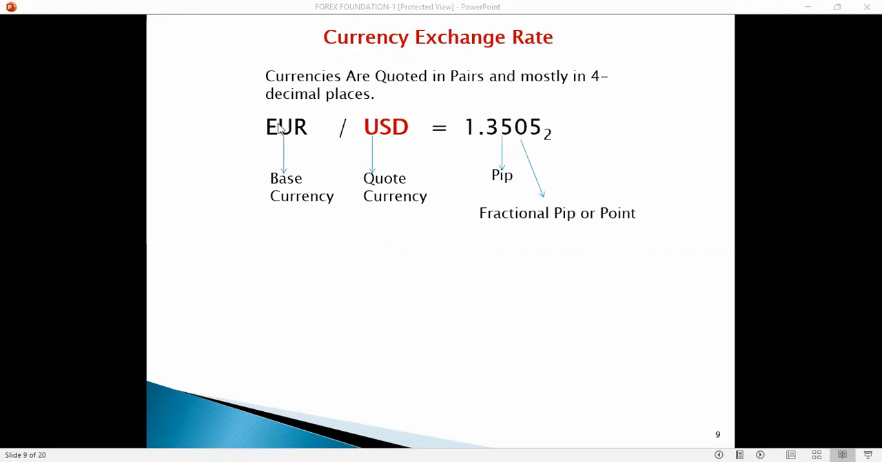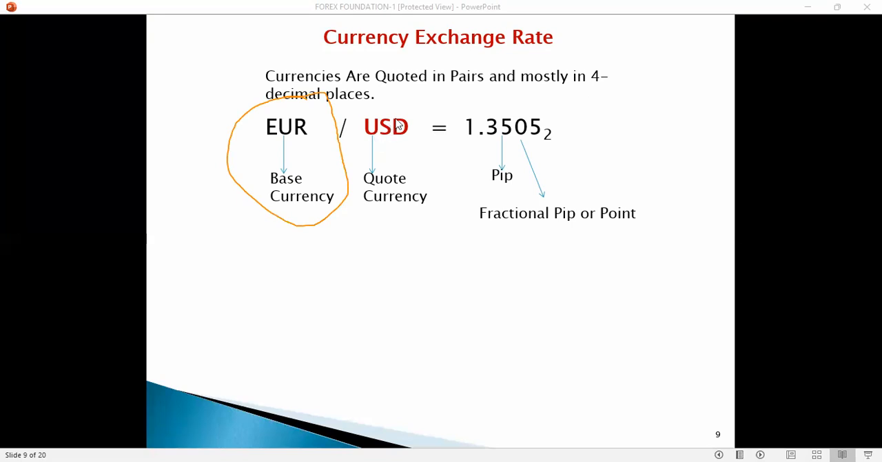Now, right now, look at this. We have euro and US dollars, which means euro versus US dollars. Now, the one right here, euro, is known as the base currency. What is the base currency? The base currency is the currency in the pair which you are using to buy or to sell. As a trader, the base currency is the one right here. This is the one you are dealing with.